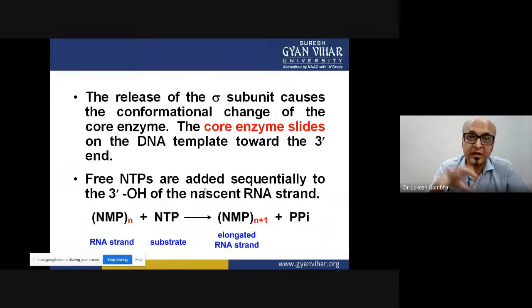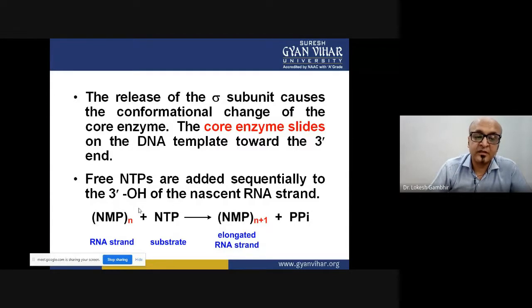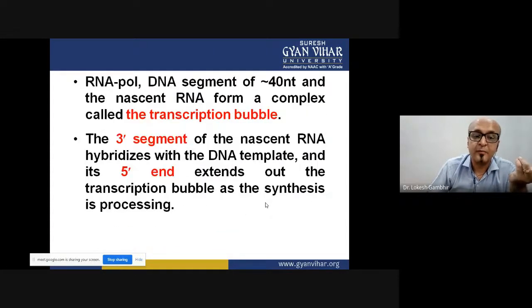So in a nutshell, after removing the sigma subunit, what is happening? There is an RNA strand to which ribonucleotide triphosphate will be coming. There will be a phosphodiester bond between the phosphate and the hydroxyl group, and two phosphate groups will be removed in the form of pyrophosphate. And that's how the transcription bubble keeps on synthesizing the RNA sequence.